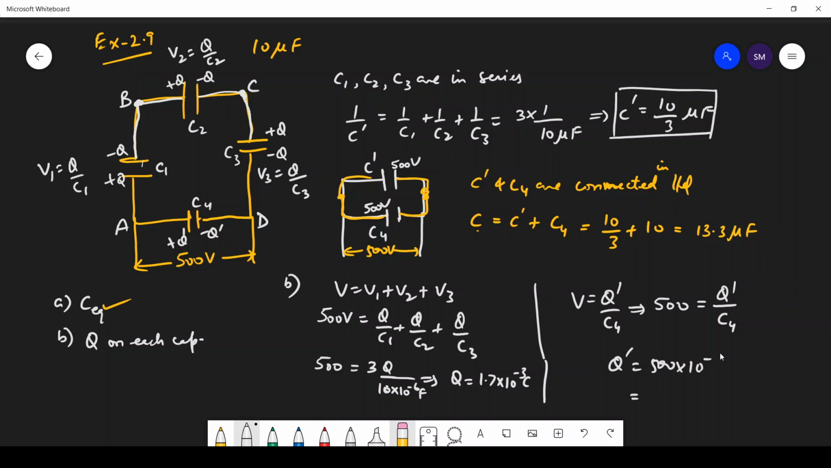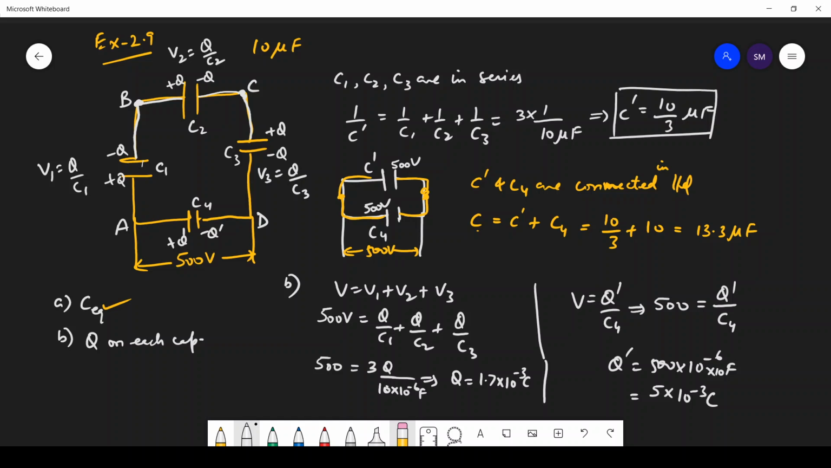So 10 raised to the power minus 6 farad, so 10 into 10 to the power minus 6, right? 10 microfarad. So this will come out to be 5 into 10 to the power minus 3 coulombs. So that's the charge on each of the capacitors.